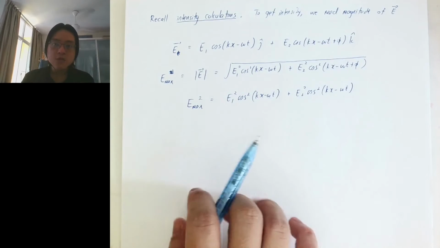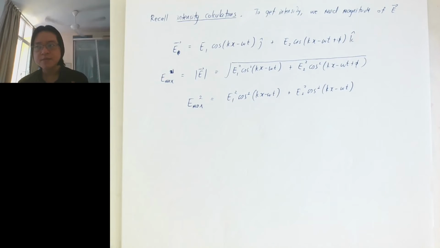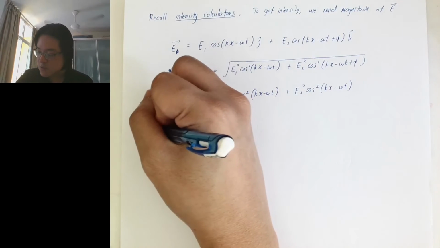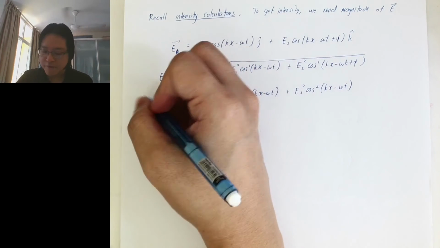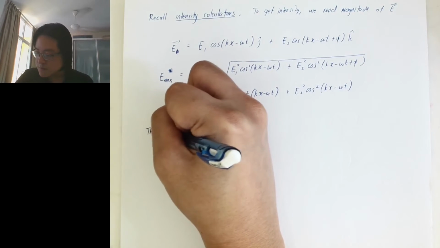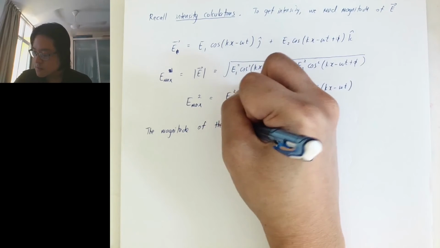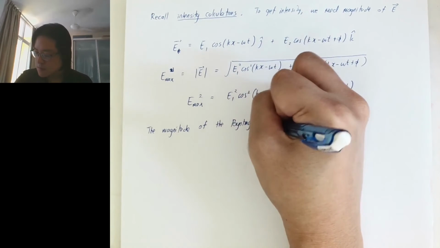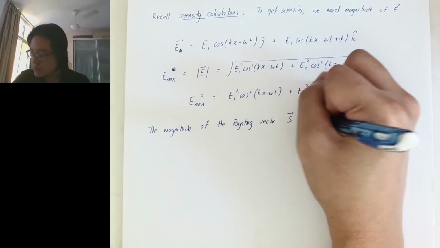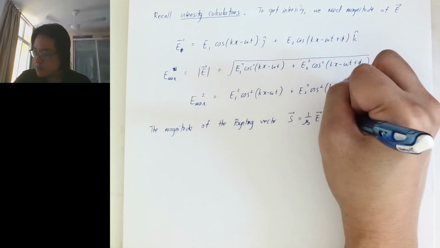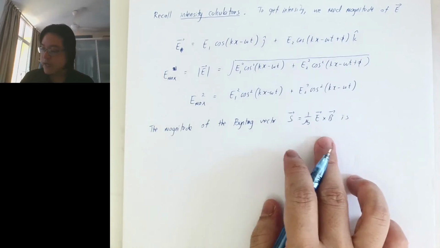And how did we come to the idea of intensity in the first place? Well, we started with the idea of the energy transfer per unit area, right? And this energy per time is giving us the amplitude. To do that, we were using the Poynting vector. Again, just a bit of a recap, the magnitude of the Poynting vector S is 1 over mu, E cross B, and you can do the calculation.